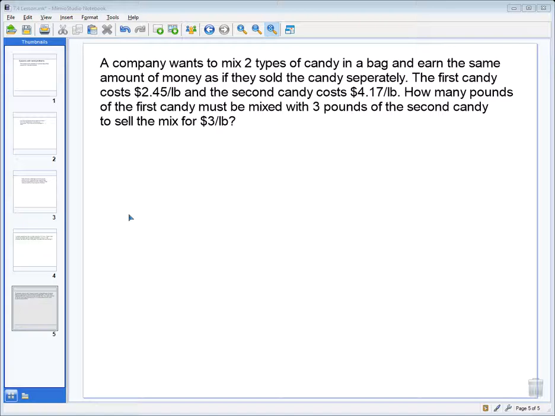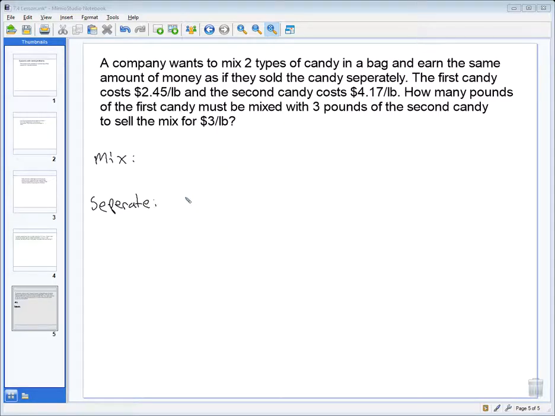All right, so there's a lot of information in here, and we need to break it down into smaller chunks so that we can understand what they want. The company wants to mix two types of candy, so we need an equation for the mixed candy. It says they want to earn the same amount of money as if they sold the candy separately, so we need another equation for the money we'd make if they were separate. The separate one is usually the easiest to write, so we're going to do that one first.